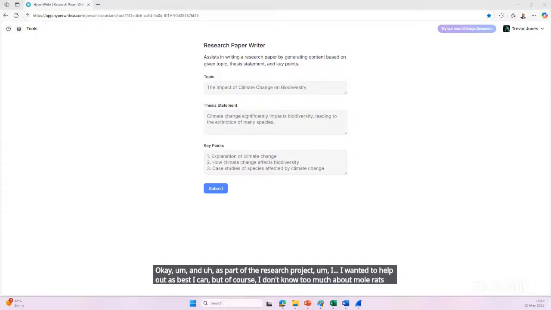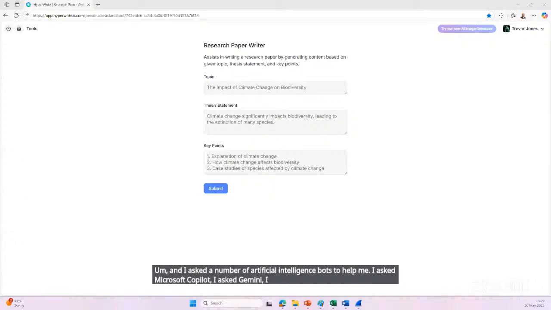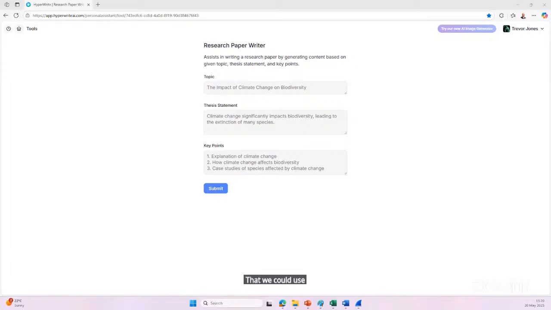So I sat with her and I asked her some questions, and she had to submit a research paper and do a presentation. So I thought it would be quite nice if I could help her structure the research paper, get references and that type of thing. And I asked a number of artificial intelligence bots to help me. I asked Microsoft Copilot, I asked Gemini, I asked ChatGPT, and some others. And all of them gave me a basic outline, but none of them gave me anything specific that we could use.